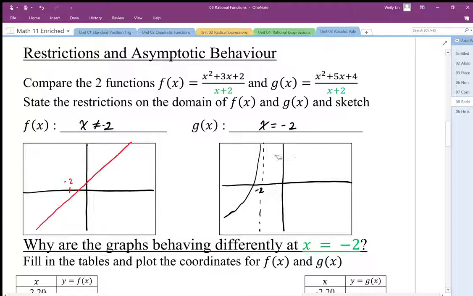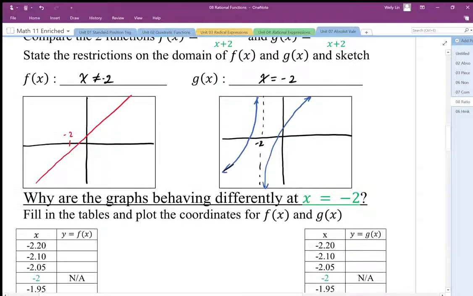Maybe I'll just draw this in a different color to highlight it. And so g is going to look something like this. It's going to go up like that, and it's going to go something like that. Okay, so there's lots of features to this, but I want to just focus on the restricted value here. So they're behaving very differently at negative 2. They are both restrictions, but those restrictions are behaving differently.